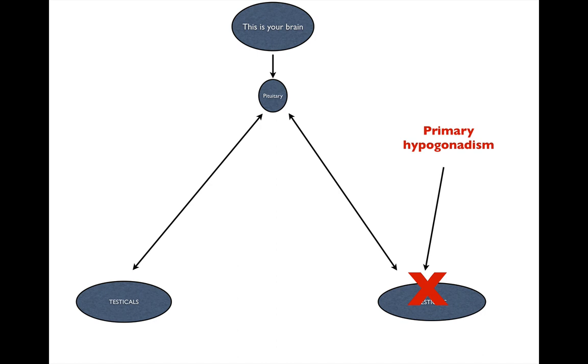Typically, when you have primary hypogonadism, FSH and LH levels will be higher, as they're trying to stimulate the testicles to do their job, but the testicles are not able to do it. You also can have secondary hypogonadism, which many people, especially the younger group of individuals, will be dealing with.